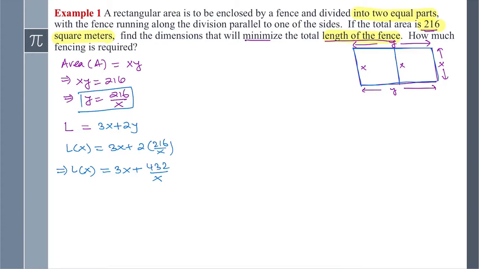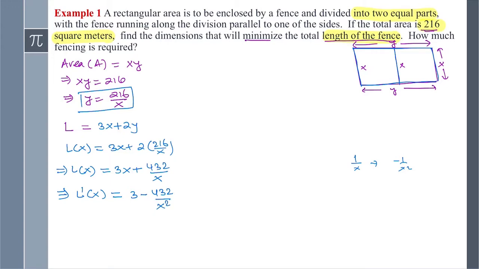Now, we have to find the critical numbers. So let's go ahead and find the first derivative. So L prime of x equals 3. Now the derivative of 432 over x, we know that the derivative of 1 over x is negative 1 over x squared. And then we have that 432. So it's just minus 432 over x squared.